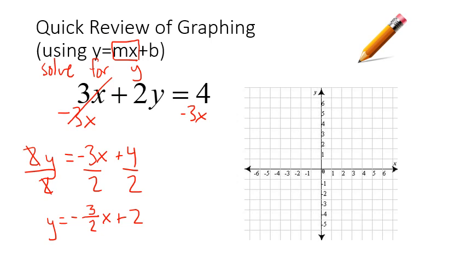From there I can graph my line. My y-intercept is 2. My slope is negative 3 over 2. I'm always going to run to the right. So I will assign the negative with the rise. It tells me to go down 3 and right 2. Down 3, right 2. Okay, and I can do that in both directions to help me graph my line.